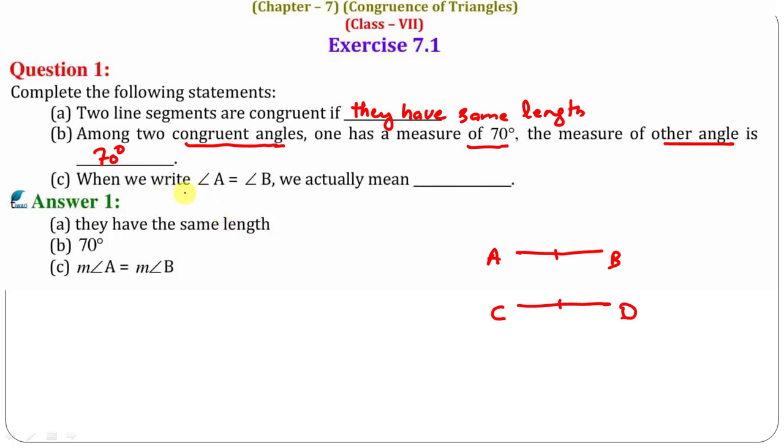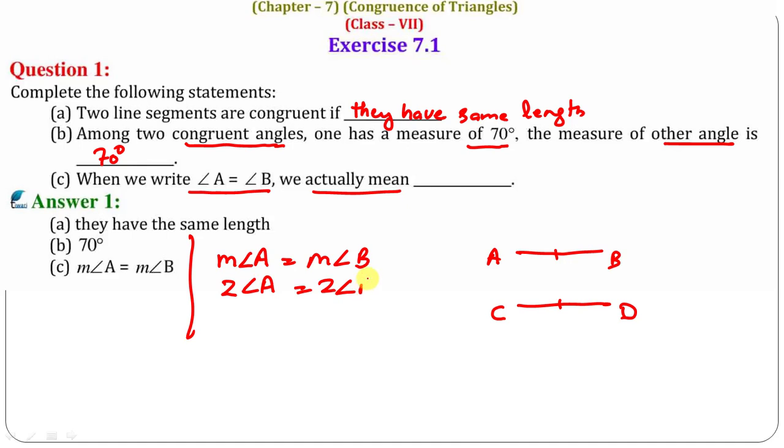Next is, when angle A is equal to angle B, we actually mean m of angle A is equal to m of angle B. If the value of m is 2, then 2 times angle A is equal to 2 times angle B. If the value of m is 3, then 3 times angle A is equal to 3 times angle B. The angles will remain the same.